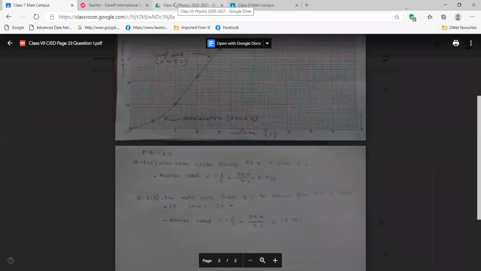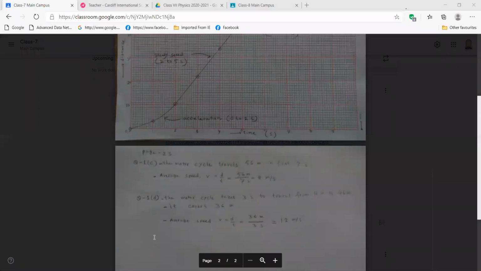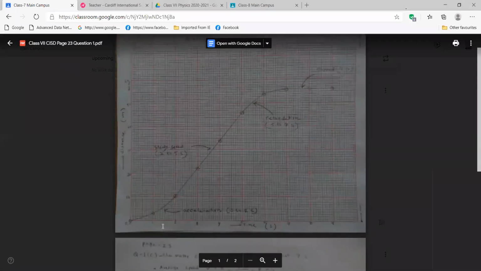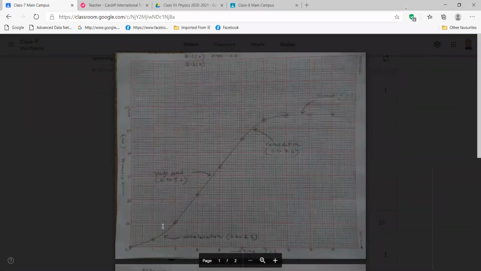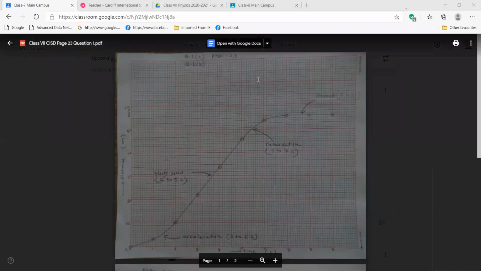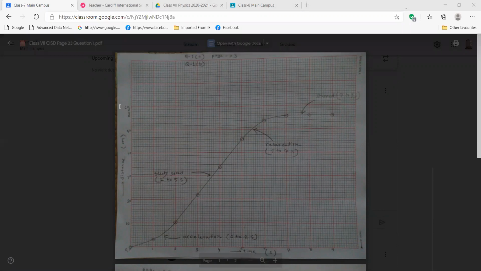Hello. Yes, sir. Shahriar also. Hassan, Mohammad Shahriar, did you understand? Sir, can you please show me the graph? Yes, I'm showing you the graph. Are you seeing the graph? Sir, 1 minute.